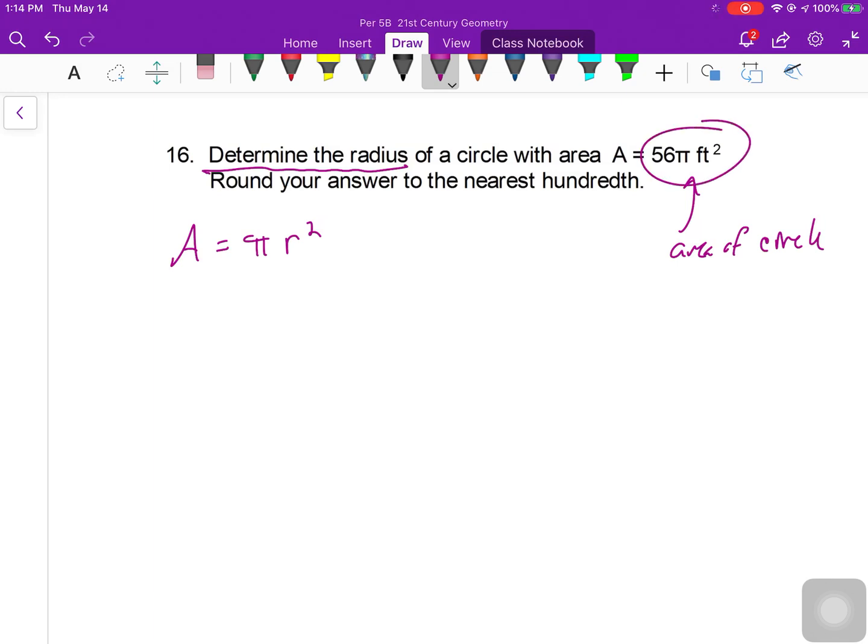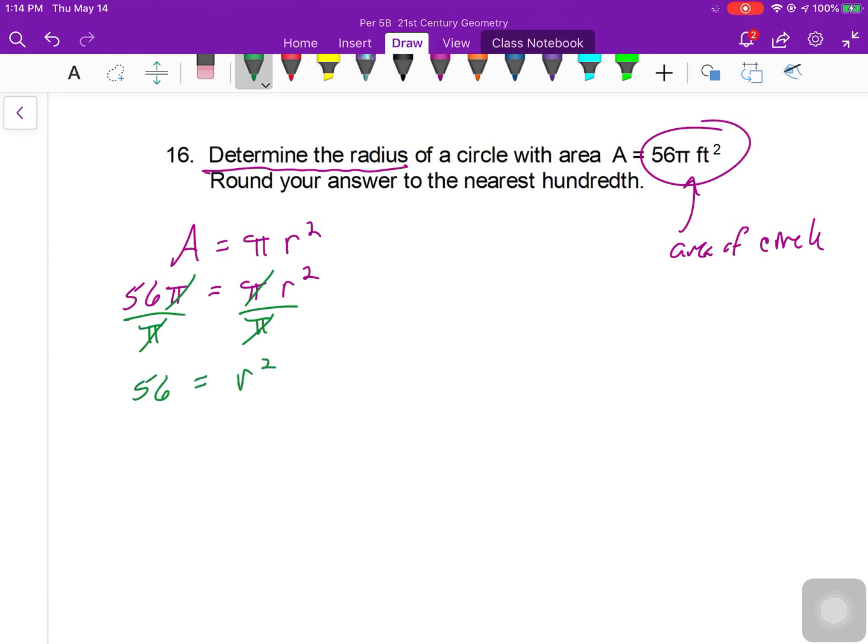So we actually begin with the formula for the area of a circle. And again, you have to know this. This will not be given to you. They've told us what to put in for the A, 56 pi. I'm not going to write the units in this time. And that equals pi r squared. The rest is just algebra.